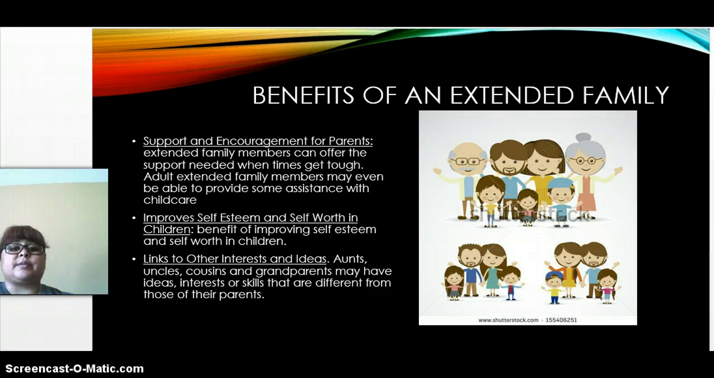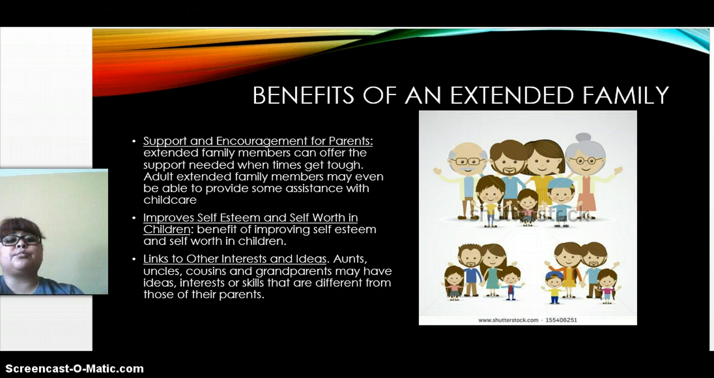Benefits of the extended family are support and encouragement for the parents. Extended family members can offer the support needed when times get tough, and having extended members in the same household can even help as far as child care and providing assistance in that.